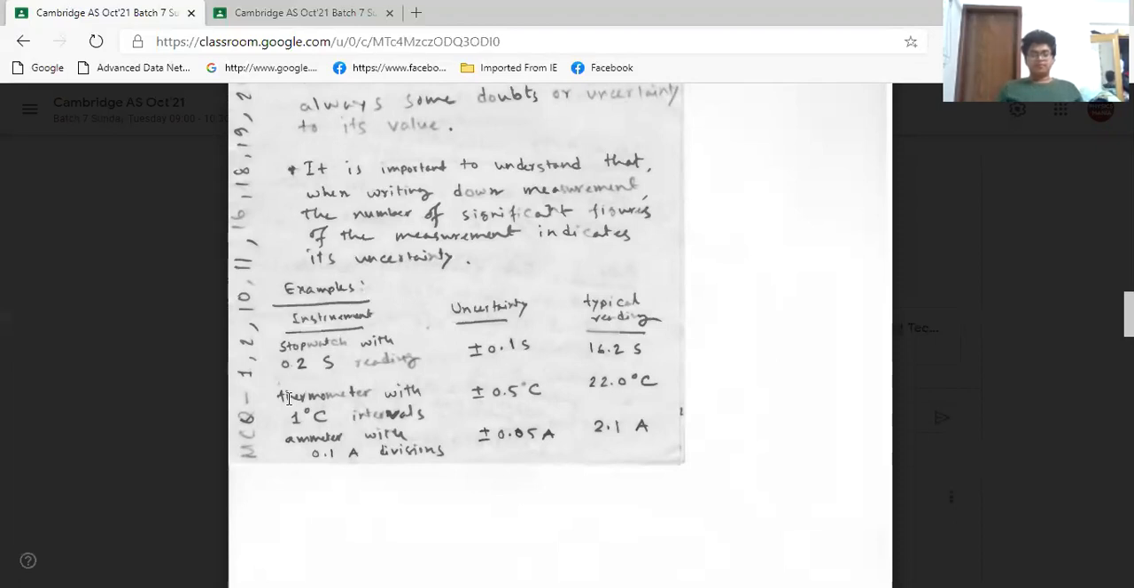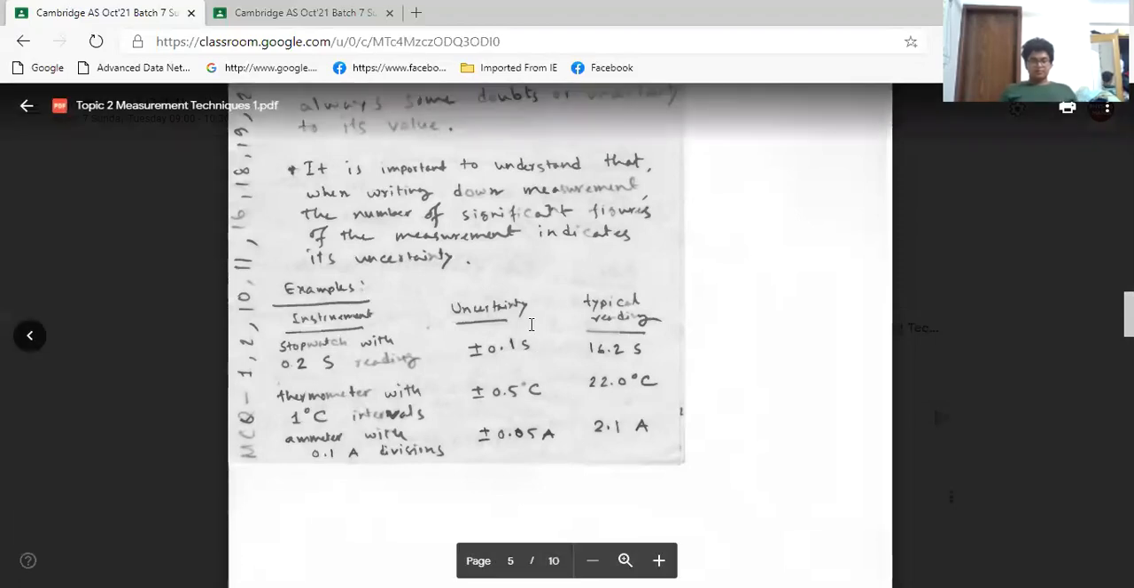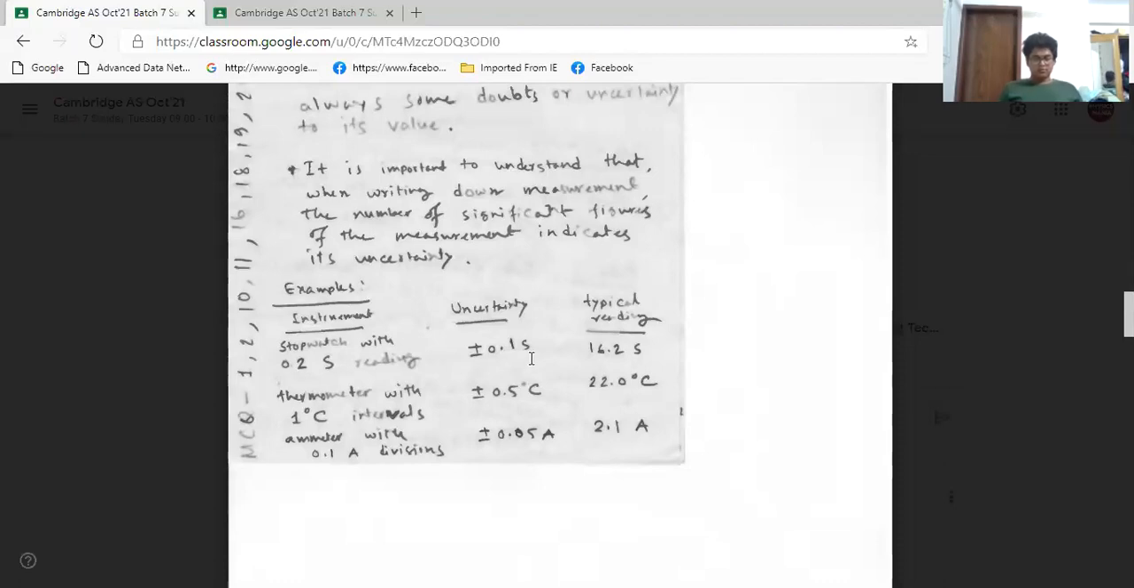That is the minimum value it can measure. Then the thermometer can measure 1 degree. Then the ammeter can measure 0.1 amperes. Now, while they are writing the uncertainty, they are writing plus minus. Like your ruler, the example I gave you: when you take a reading of 2.3 centimeter for the length of an eraser, you give here plus minus 0.1 centimeter. That is your uncertainty.